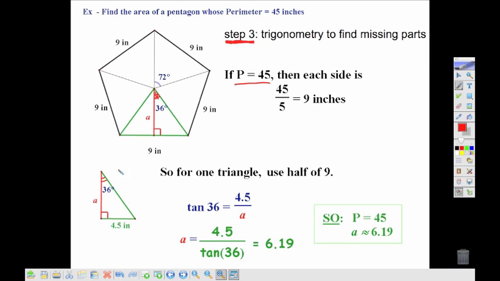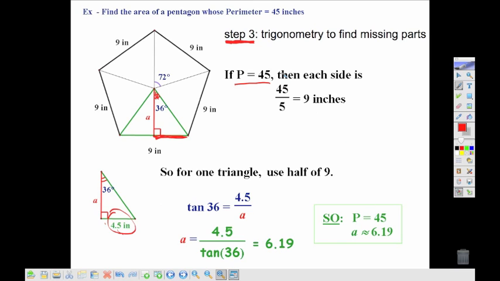To find the apothem, then I need to know about this right triangle. That's always going to be half. That side there will be half of that 9, giving me 4.5. Now I can solve for that using the tangent. Plugging in, that gives me 6.19.